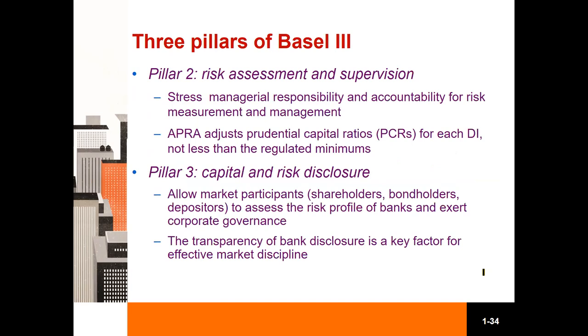So as we previously discussed about the three pillars of Basel, Pillar 1 is in part to ensure depository institutions have enough capital to support their risk. Pillar 2 stresses managerial responsibility and accountability for risk measurement and management. Capital adequacy states clearly that a depository institution's board of directors must ensure that the institution has adequate capital commensurate with the risk exposure in its portfolio of activities, and as a minimum must have adequate systems and procedures to identify, measure, monitor, and manage its risk, and a capital management plan. Under Pillar 2, APRA determines prudential capital ratios for each depository institution, not less than the regulated minimum.